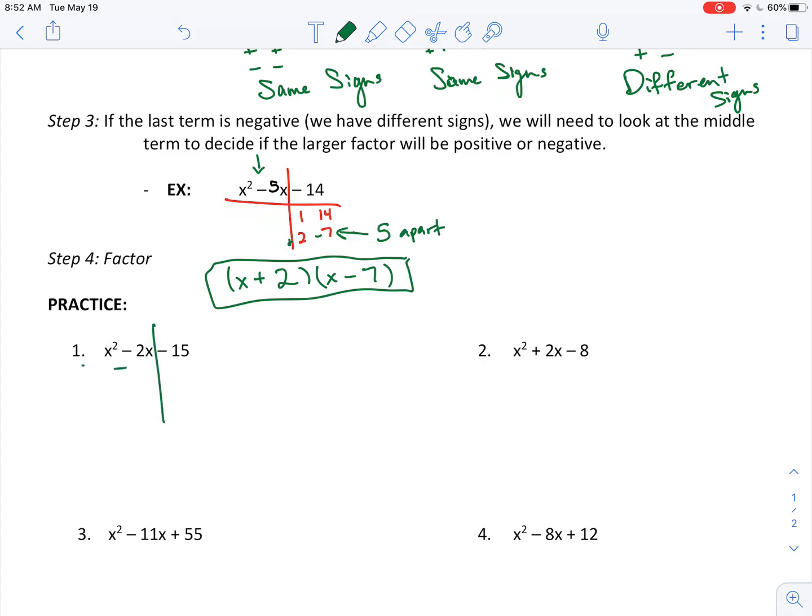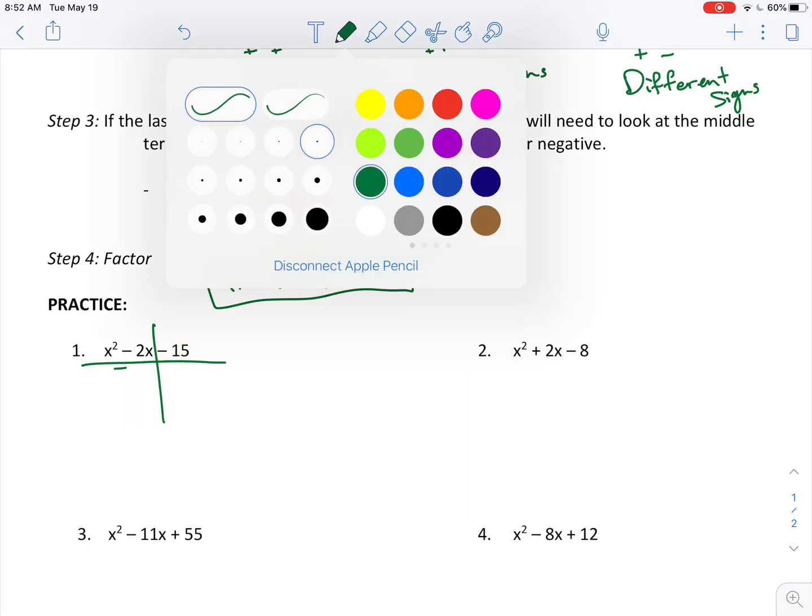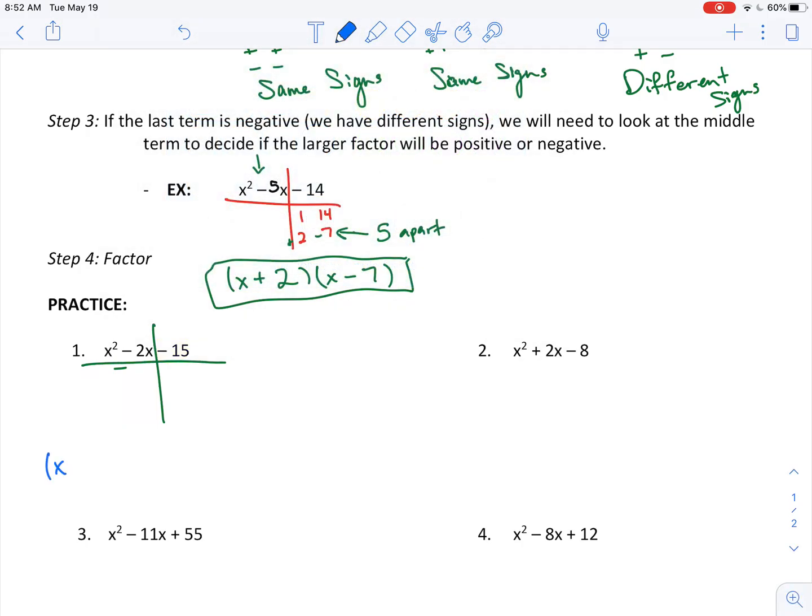So let's get 4 practice problems in. I'll do the first 2 and then I'll leave you guys the last 2. So we'll find our last term is negative. So I'm going to have different signs: x plus, x minus. All right, let's find our factors of 15. So 1 and 15, 3 and 5.